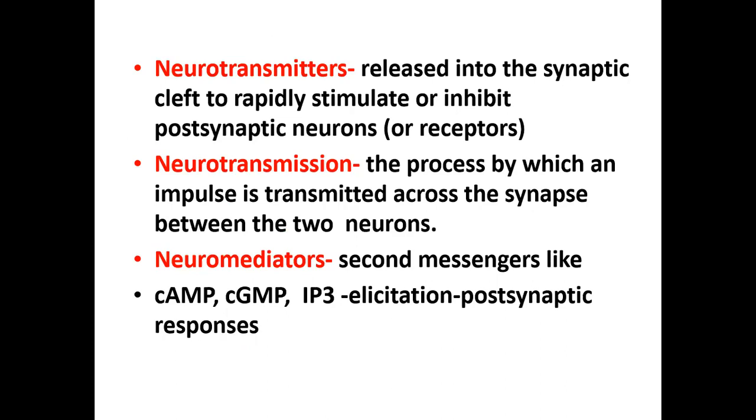And what are neuromediators? Neuromediators are nothing but the second messengers, for example cyclic AMP, cyclic GMP, and IP3, inositol triphosphate, eliciting postsynaptic responses. So cyclic AMP, cyclic GMP, and IP3, eliciting postsynaptic responses, are called neuromediators. They are also called second messengers.